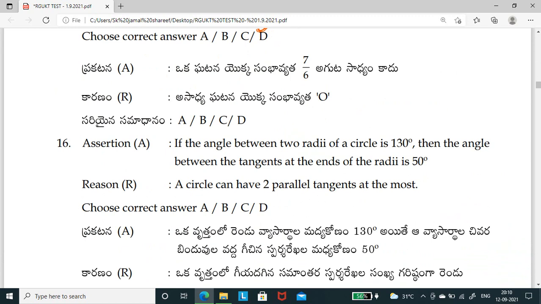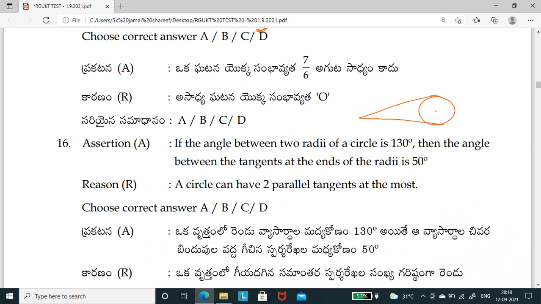Next, moving on to question number 16. If the angle between two radii of a circle is 130 degrees, then the angle between the tangents at the end of the radii is. At the end of the radii he is asking. For suppose, drawing the circle.